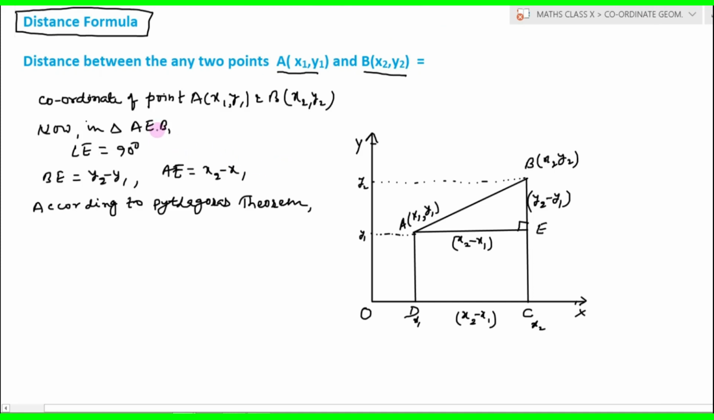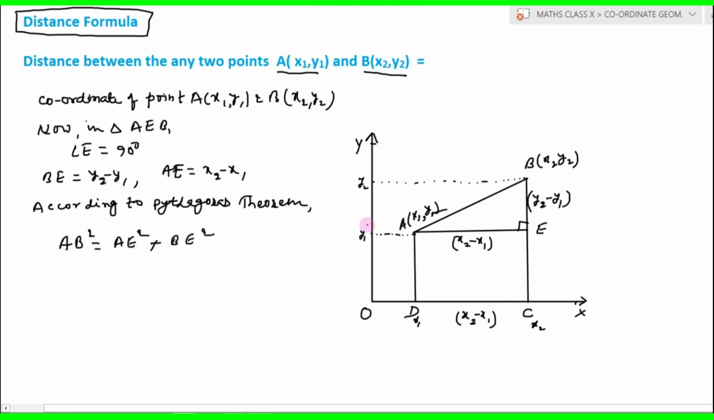So here we have written all the description. In triangle AEB, angle E is 90 degree, BE value is y2 minus y1, and AE value is x2 minus x1. Now in this triangle AEB, if we use the Pythagoras theorem, this is your longest side, the hypotenuse, and these are the other two sides. So according to the Pythagoras theorem, we have AB square is equal to AE square plus BE square.